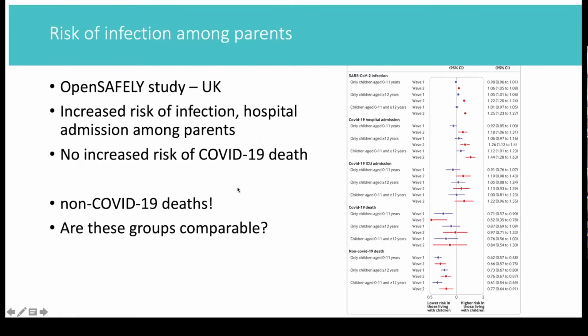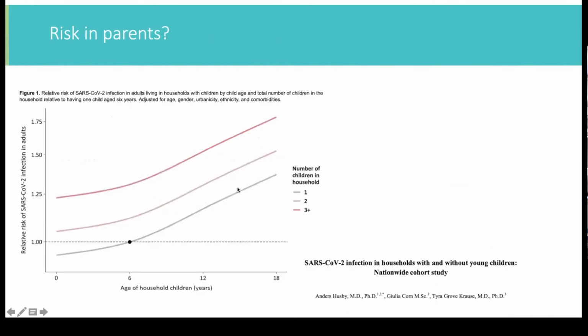But it looks like there was another factor that was confounding the association, but certainly parents were more likely to get infected and hospitalized. And this is a study from Denmark that once again looked at the risk of infection in adults living in households with children. And the risk of infection goes up depending on the number of children you have in the household, and also the age of the child that you have in the household. So if you have a 6+ child in the household, you are at greater risk than your counterparts of the same age. And if you have more children in the household, you are at greater risk as well.